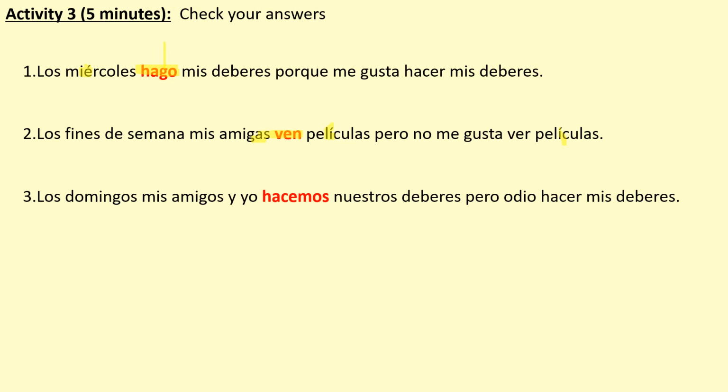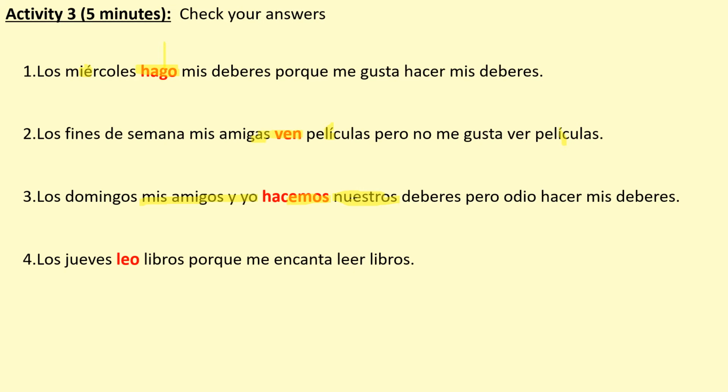3. Los domingos mis amigos y yo hacemos nuestros deberes, pero odio hacer mis deberes. Here you were saying my friends and I, so we wanted to use the nosotros form, the we form, first person plural, therefore it should have ended in hemos. And we should have said our homework, nuestros. Muy bien.